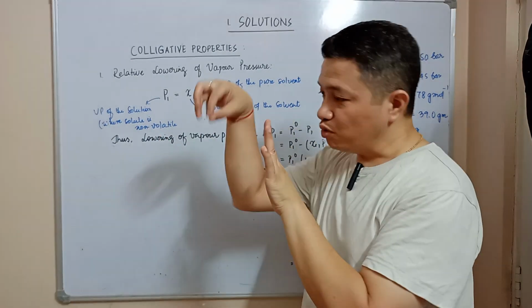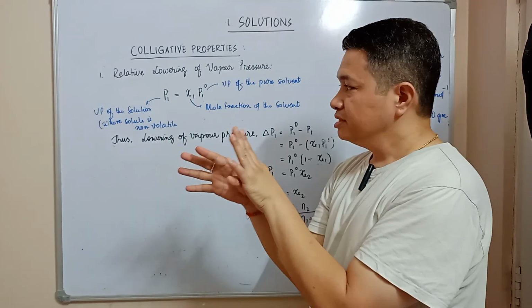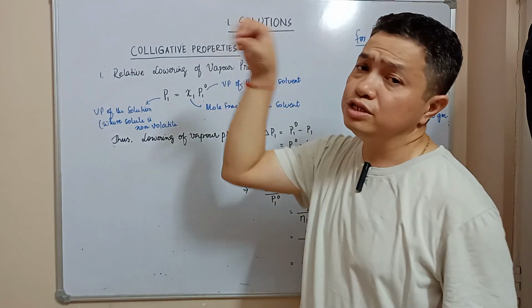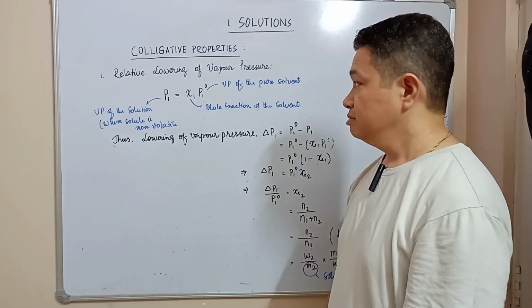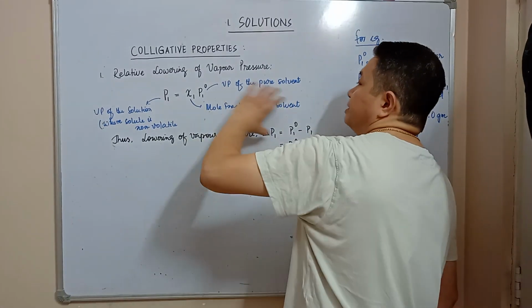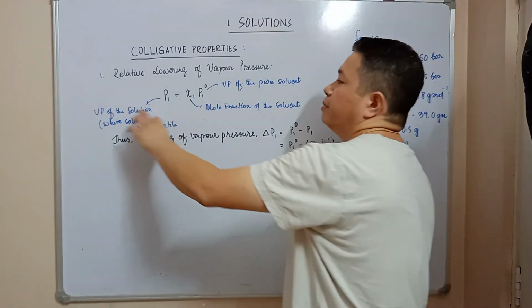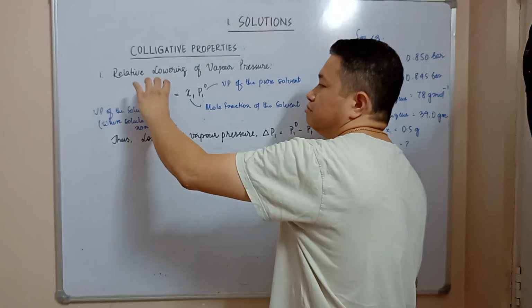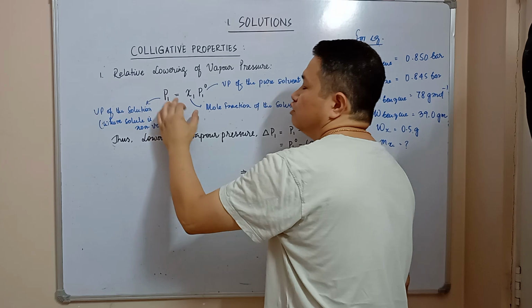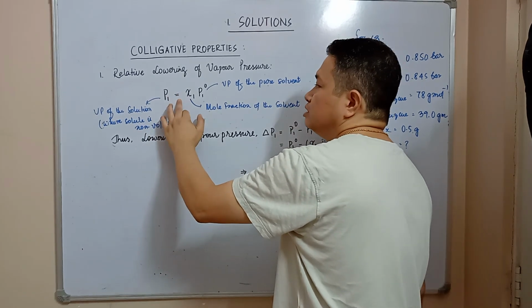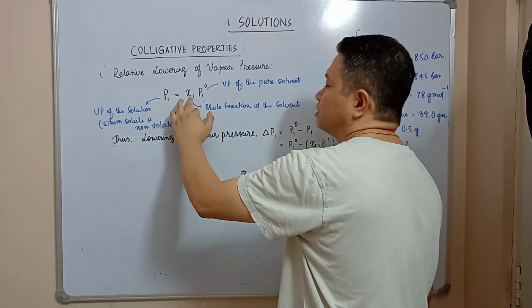In that solution, whatever solute you're dissolving is non-volatile, so it has no contribution to the vapor pressure of the solvent or of the solution. So the mathematical expression is this: the vapor pressure of that solution, because you have dissolved something in that pure solvent, is proportional to the mole fraction of the solvent.